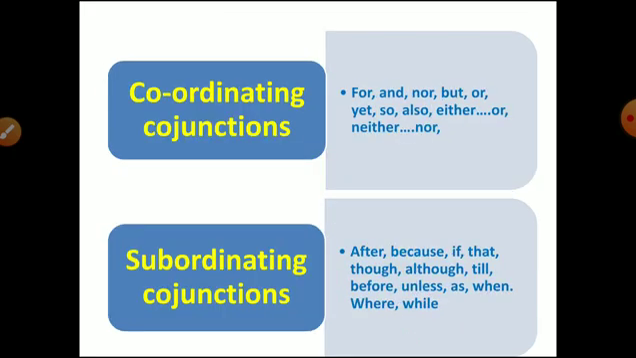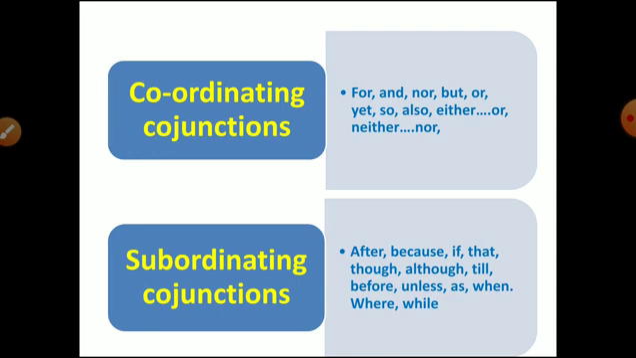Coordinating conjunctions: for, and, nor, but, or, yet, so, also either, or, neither, nor. Simply, we can have an acronym for it: FANBOYS. F stands for, A, and, N, nor, B, but, O, or, Y, yet, S, so. And in addition to that, there are also either, or, neither, nor. These are coordinating conjunctions. So keep these in mind. If these coordinating conjunctions are used, you can understand that it is a compound sentence.